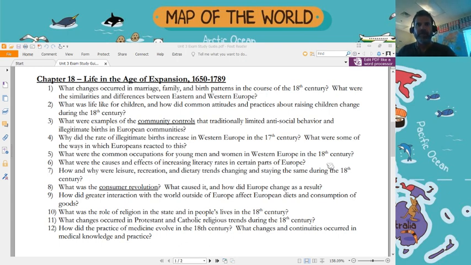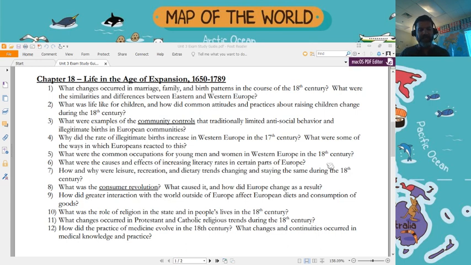And increasingly you start to see that some people in much of Europe, even in Protestant countries, start to become disillusioned again with these institutional established churches that are becoming wealthier and more politically inclined. So, number 12, what changes occurred in Protestant and Catholic religious trends?